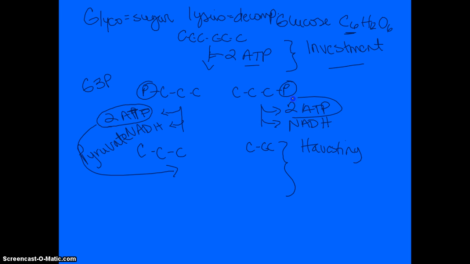So we have an investment of 2, so we lost 2 to begin with, put it in, we recoup 4 ATP, and my overall gain, or net gain, is 2 ATP. Don't you just love it when algebra comes back into play in biology? So 2 ATP is what gets produced during the breakdown or decomp of sugar called glycolysis.